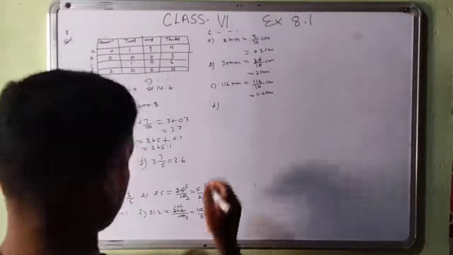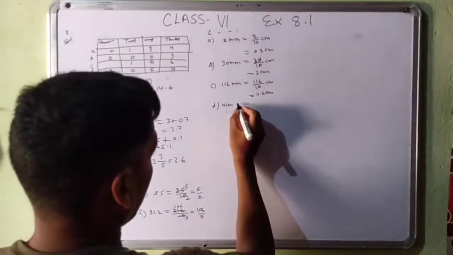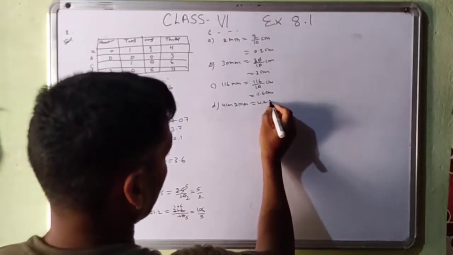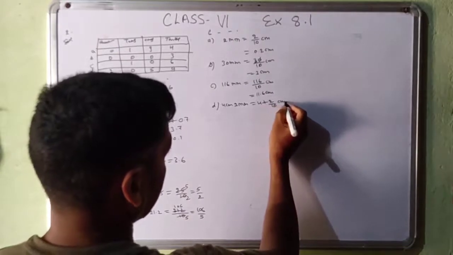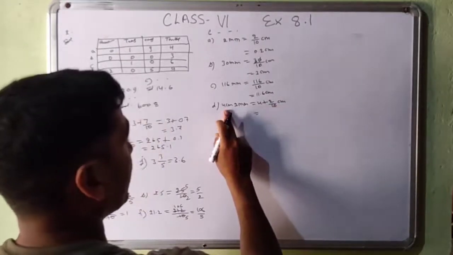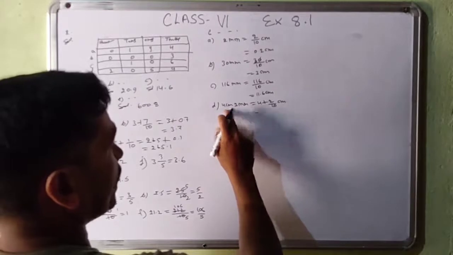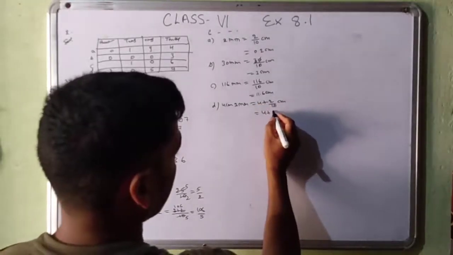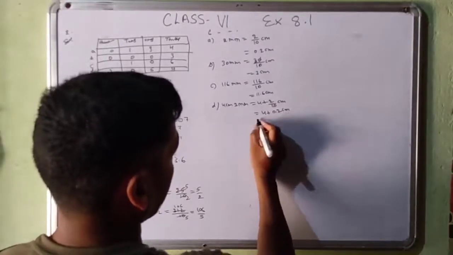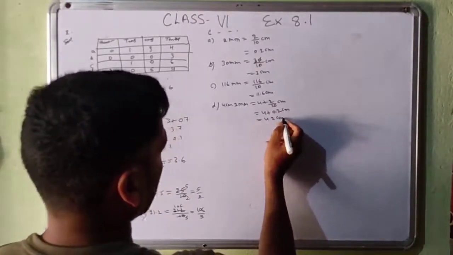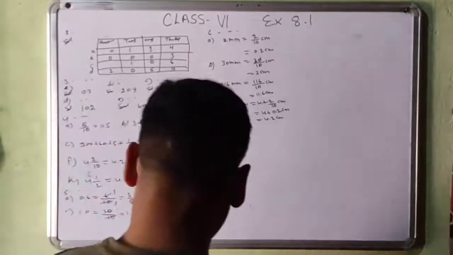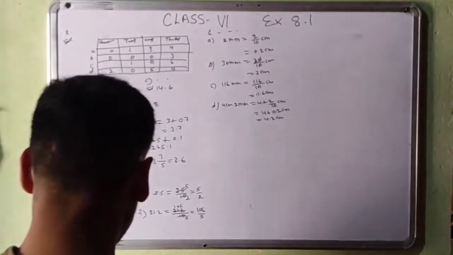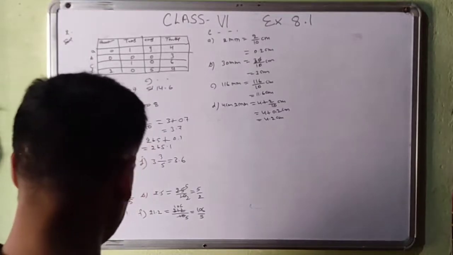D part, 4 centimeter 2 mm is equal to 4 plus 2 upon 10 cm. That 4 cm is already given in cm, so no need to change this one. So 4 plus 0.2 cm, so 4.2 cm. F part you can do similarly. E part also.